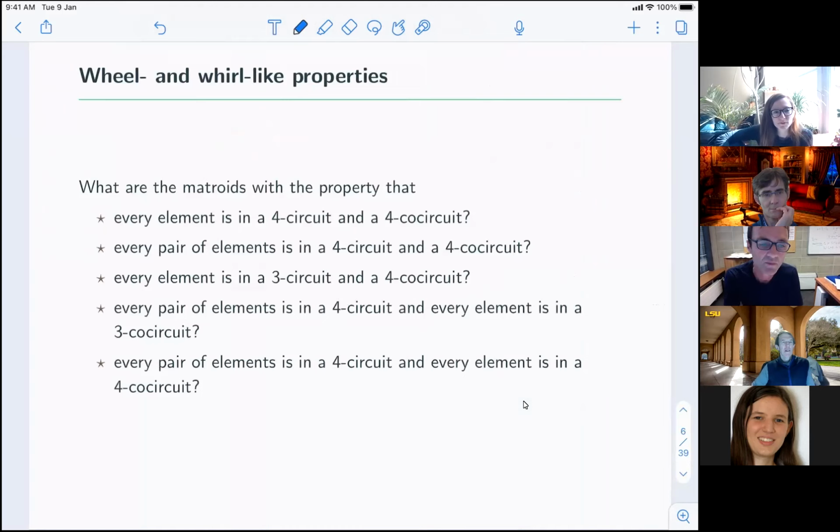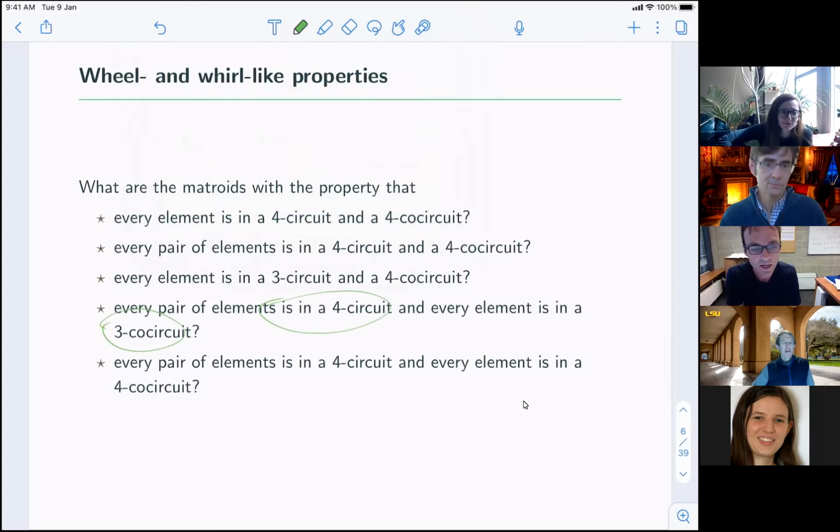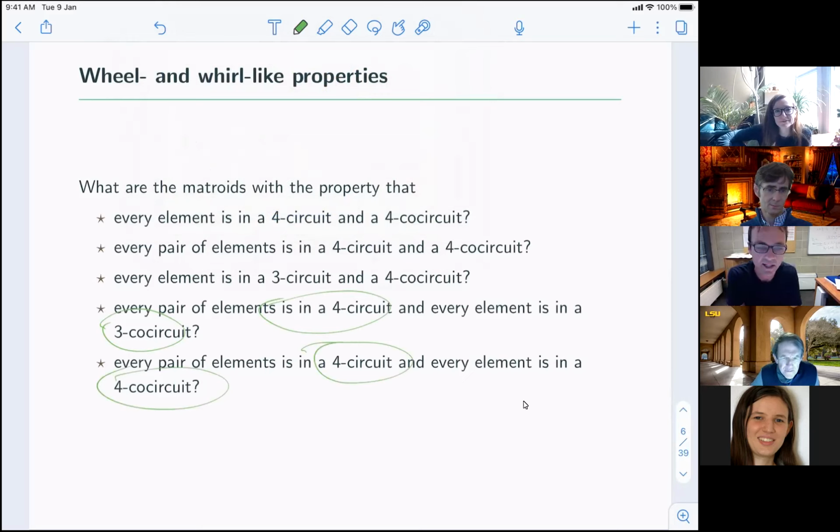Here are some more questions. What about every element is in a 3-circuit and a 4 co-circuit? I don't know the answer to that one, just like I don't know the answer to the first one. Or rather than just asking every element, what about every pair of elements? If every pair of elements is in a 4-circuit and every element is in a 3 co-circuit, what could arise in that case? Or if every pair of elements is in a 4-circuit and every element is in a 4 co-circuit, what could arise? You might like to think of examples.